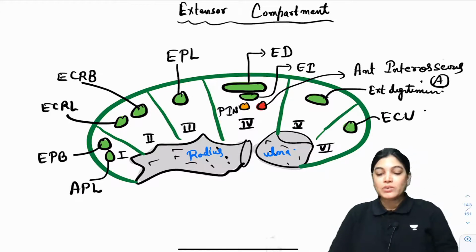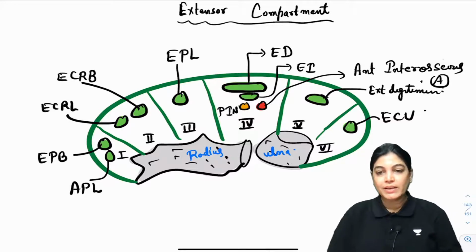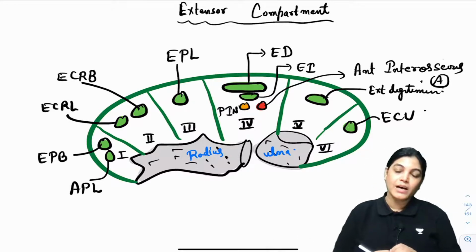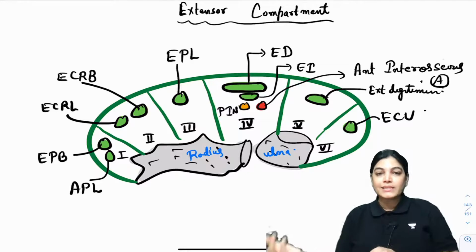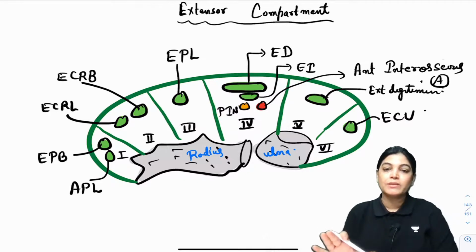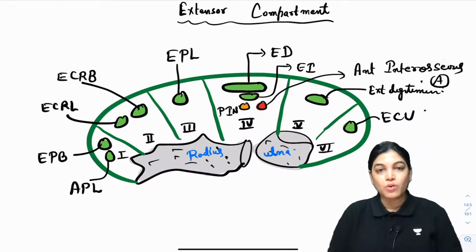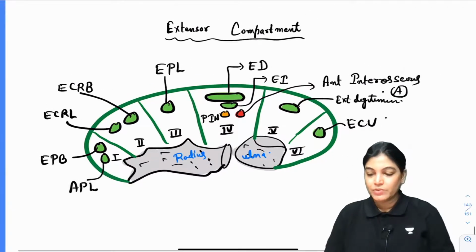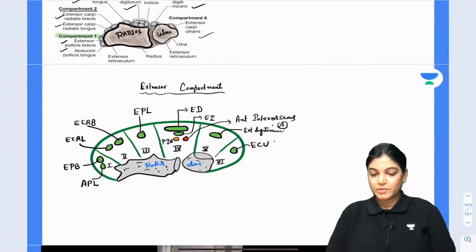Okay. So from your examination point of view, why it is very important: so many times it has been asked, the structures traversing through the third extensor compartment, fourth extensor compartment. So it is important that we should know all the structures traversing through each individual extensor compartment. So done with it.